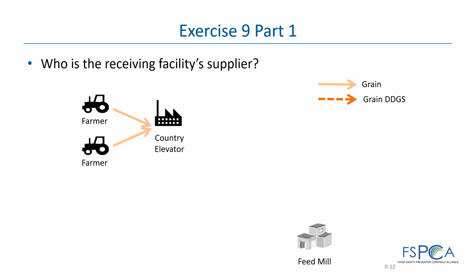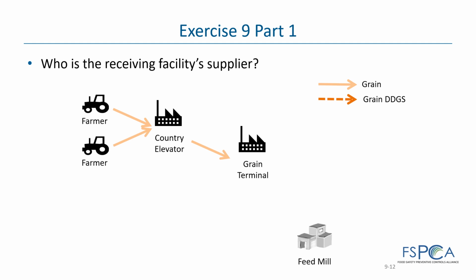The country elevator is not going to be subject to Subpart C. The only thing that they're going to be doing with this product is commingling it with other corn from other farmers. Okay? That country elevator is then going to sell to a grain terminal. Again, we can assume that at this point we're just commingling corn again from other country elevators or maybe even other farmers.